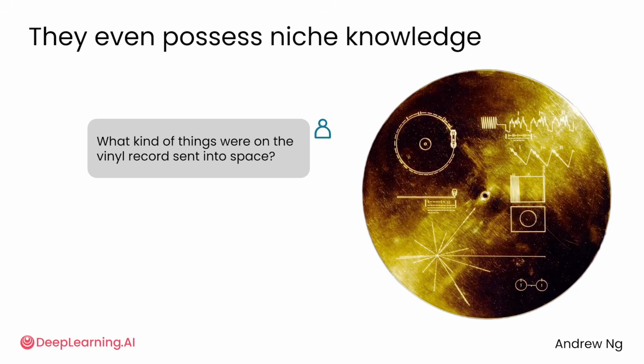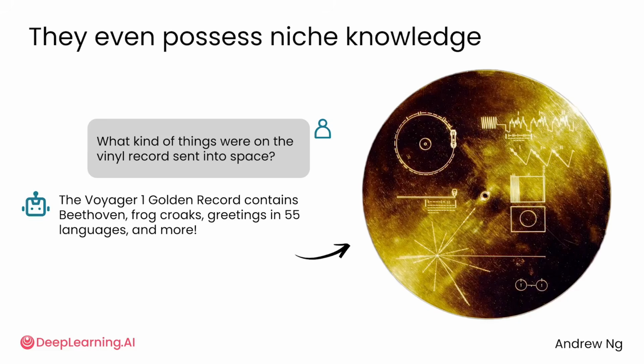ago, NASA had a spacecraft called Voyager 1 that launched in the 1970s and is now about 25 billion miles away from Earth. But AI will know about this and be able to tell you what is on that vinyl record. I think it's cool that NASA chose to send greetings in 55 different languages to whoever may come across that spacecraft, if anyone does.